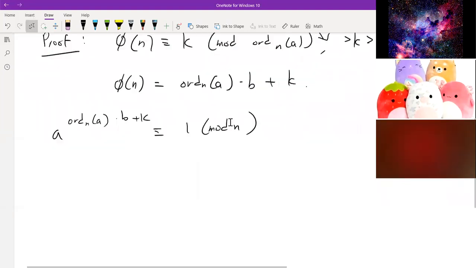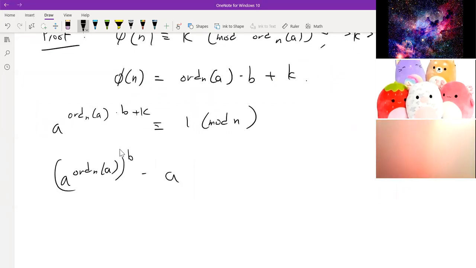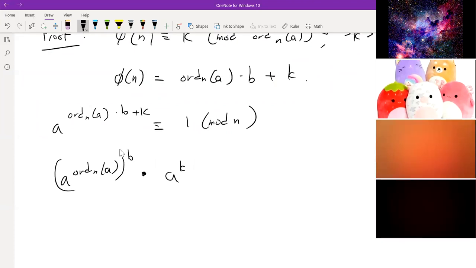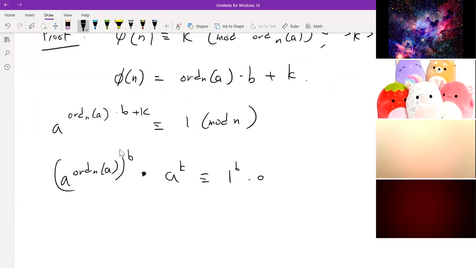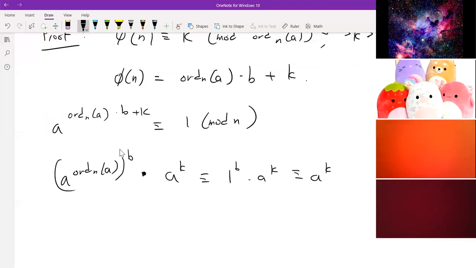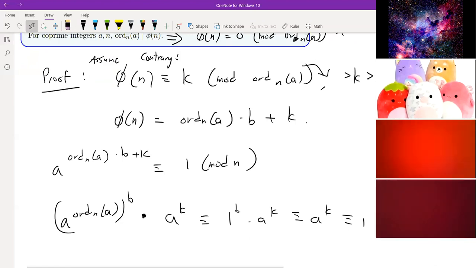Now, if we use our well-known exponent rules here, we can break this into a to the order of a, to the power of b, multiplied by a to the power of k. And because of the definition of order, this should be congruent to 1 mod n. So we have 1 to the b times a to the k, which is congruent to a to the k. And by Euler's theorem, this is congruent to 1 mod n. Now, there doesn't seem to be a very big problem at first, but if we notice the definition of k, remember, we defined k as strictly between 0 and the order of a mod n.